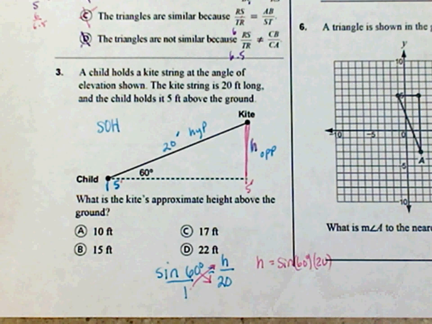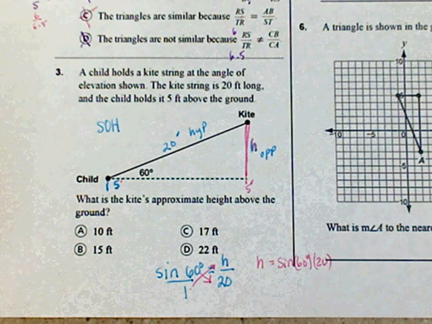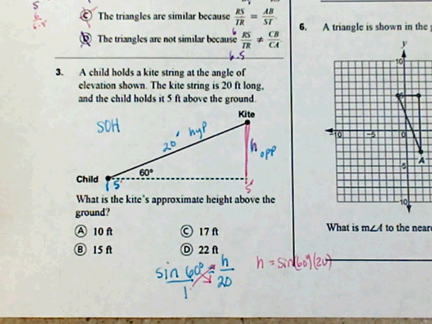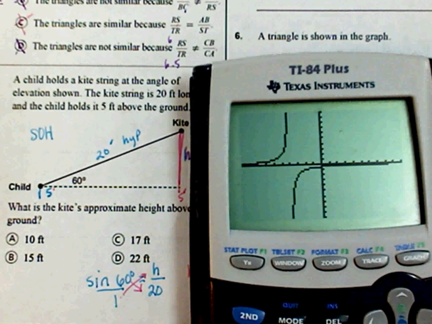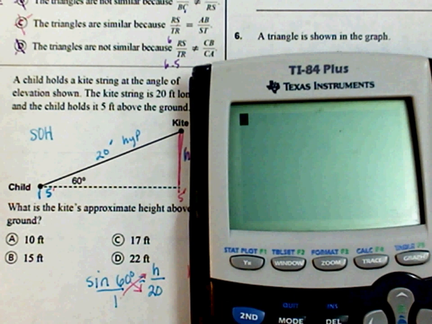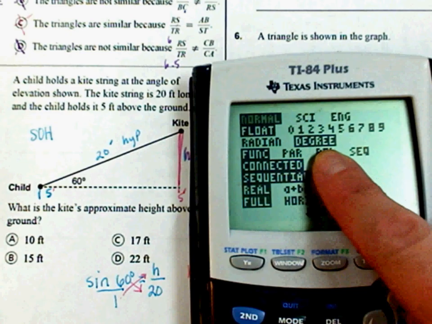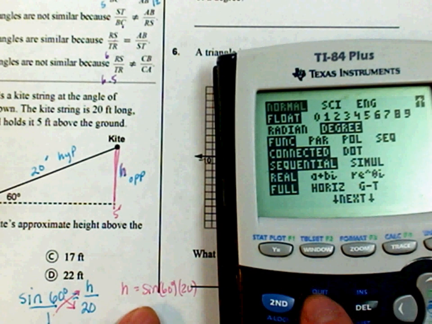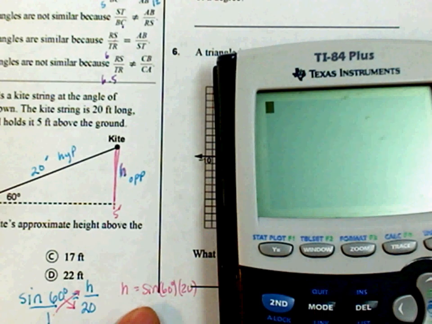And that all is in your calculator. So, here's your calculator. All right, make sure your mode is in degree, okay? And all you're going to do is type this in, second mode, get you out of it. There's your quit in blue. So you're going to type sine 60 in parentheses times 20.